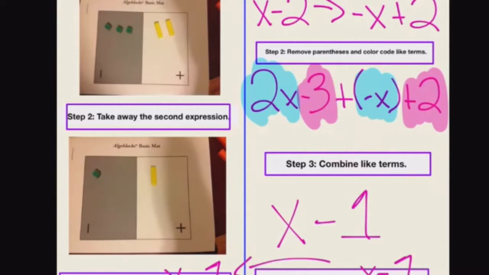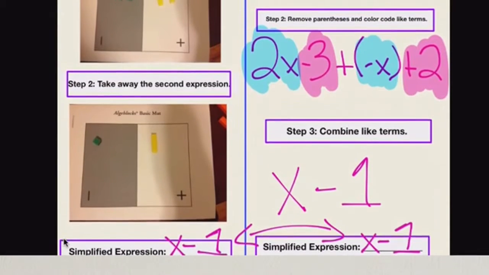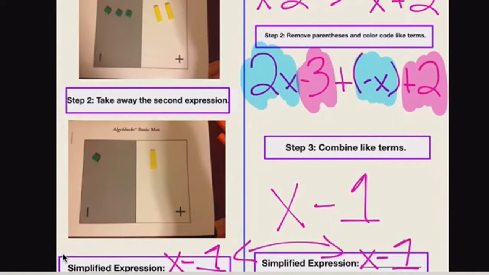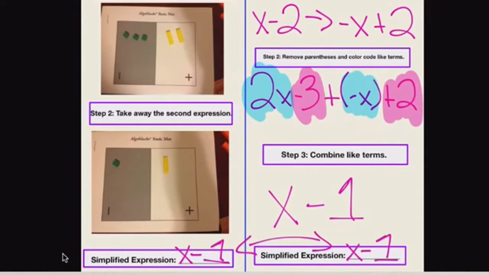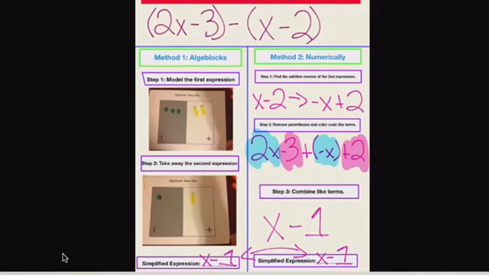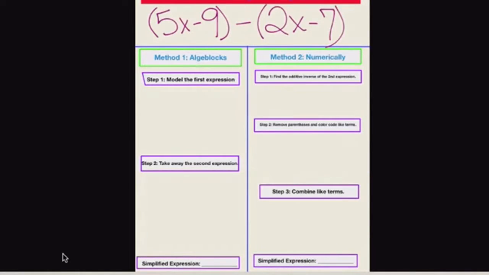And again, you can see we get the same answer both times. Oops, let me move that up for you. There you go. So you get the same answer both times here. All right, let's go ahead and try another one.